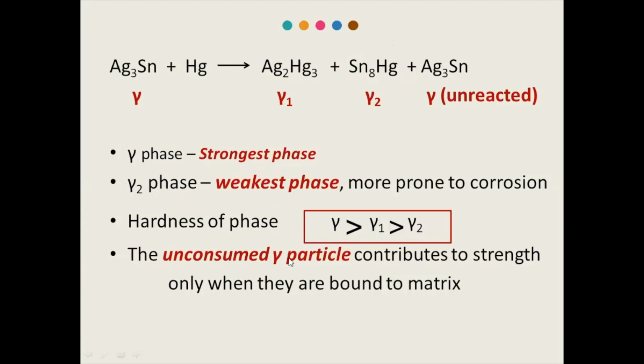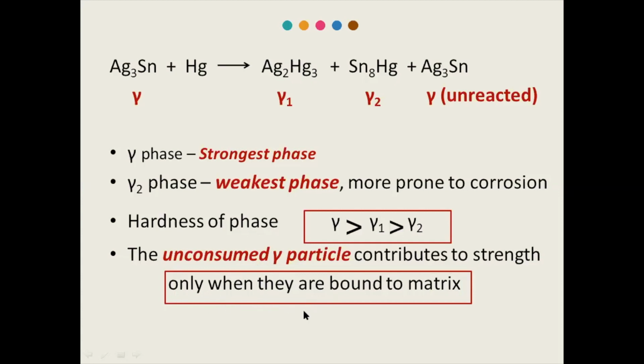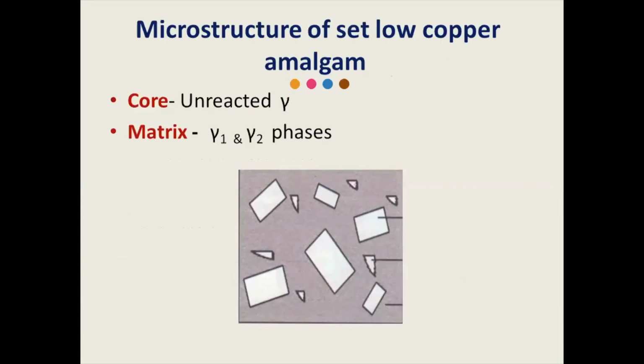Now the importance of this unconsumed gamma particle is that it contributes to the strength of the set amalgam only when it is bound to the matrix. Means it should be present in your set amalgam only. So this is very, very important. It is giving you strength when it is bound to the matrix. So this point is very important while writing.